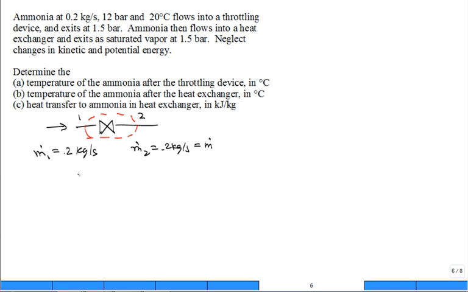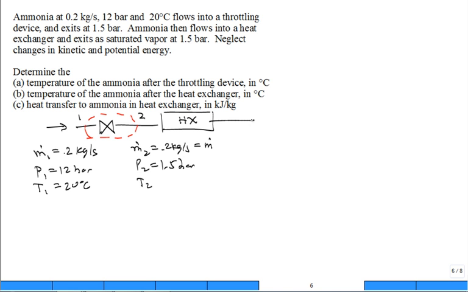Let's continue to organize information. P1 is 12 bar. What's P2? 1.5 bar. What is T1? 20 degrees C. What is T2? Didn't tell me yet. Ammonia then flows into a heat exchanger, and then it's going to flow out. What state should I call the outlet of the heat exchanger? 3. Good choice. It exits as saturated vapor. So M dot 3 is also equal to M dot. What about P3? What about T3?